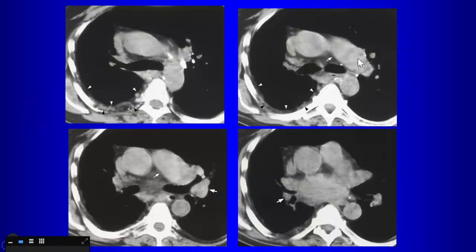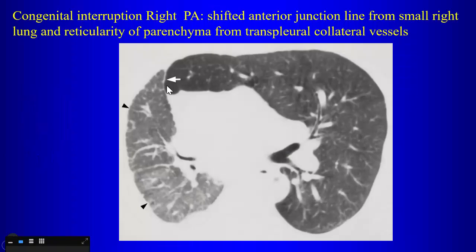So we can see the left pulmonary artery on non-contrast CT, but the right pulmonary artery is missing. And there's a small right lung: congenital interruption of the pulmonary artery. Here's the anterior junction line, small right lung, some interstitial opacities peripherally. Some of these represent collateral vessels that are supplying the lungs from the periphery. Okay.